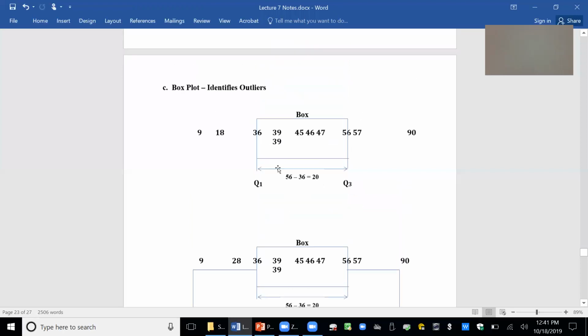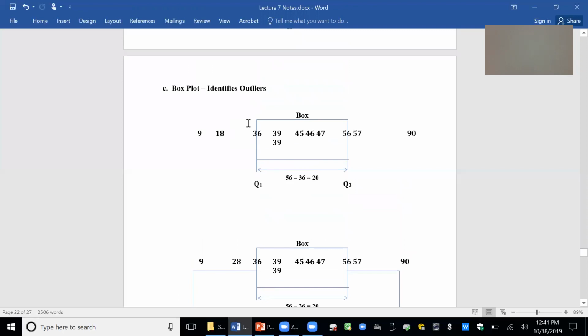So here we go. It's called the box plot. The box goes from 36 to 56. And what was the 36 again? Q1. What was the 56 again? Q3. 25% of them fall below 36. 25% of them fall above 56. It's the 25th percentile and the 75th percentile, so by definition, 50% of them are in the box.